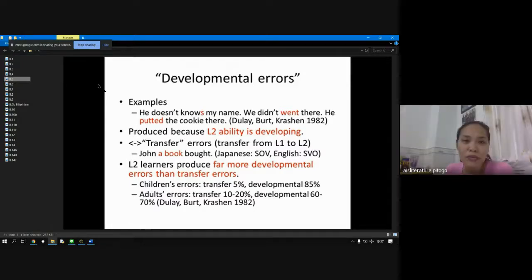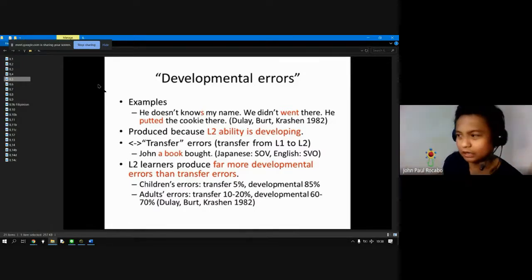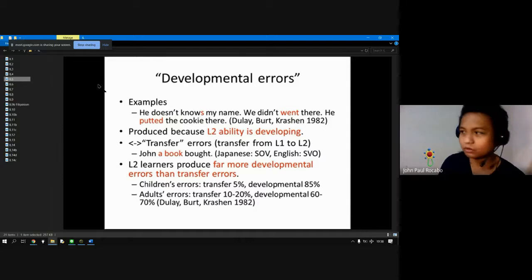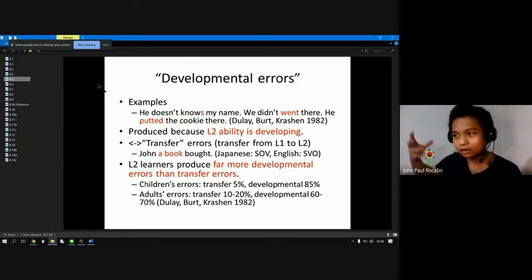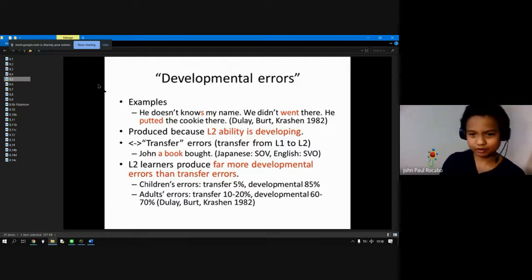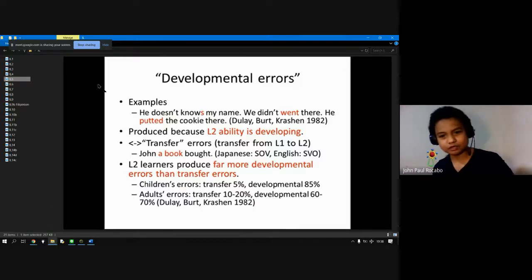Sabi ni Ma'am Maria, nahuhuli niya yung sarili niya na mali yung pagkakasabi. Kasi meron po tayong developmental errors. Even though we are professionals, in my point of view, I am still developing. Because may mga napapanood ako, may mga nababasa ko, and there's still one or two words that I don't understand. For example, he doesn't knows my name. We didn't went there. He put the cookie there. Yung mga errors na to, maaring nagawa ninyo or nagawa ng ibang tao.